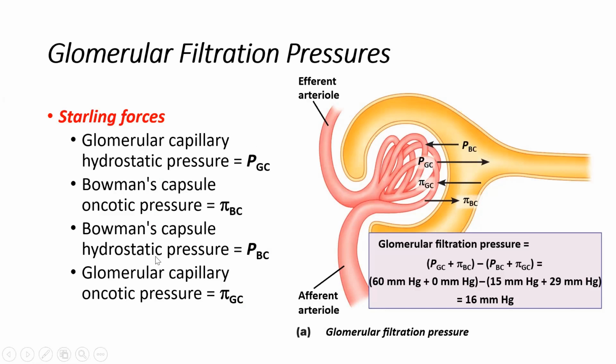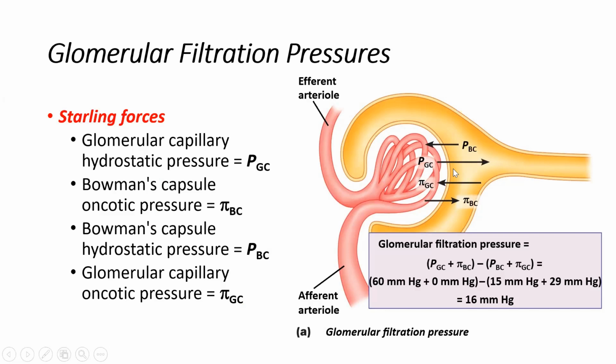And then the final Starling force acting here is the glomerular capillary oncotic pressure. This is represented by, again, pi, right? This is an oncotic or a pull force, and this is located in the glomerular capillary itself, okay? So once again, we have the glomerular capillary exerting a pull force. So the direction of this force is favoring movement from the Bowman's capsule back into the glomerular capillary, okay?